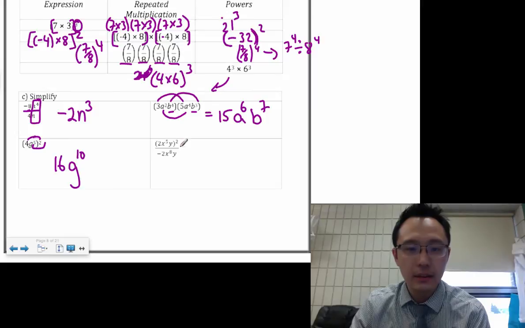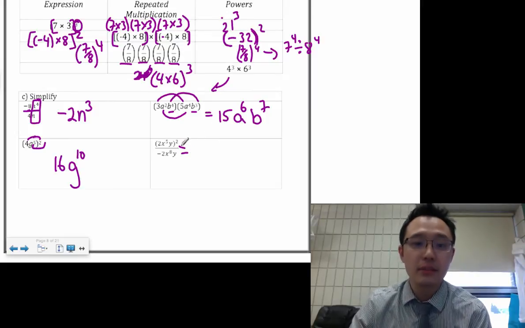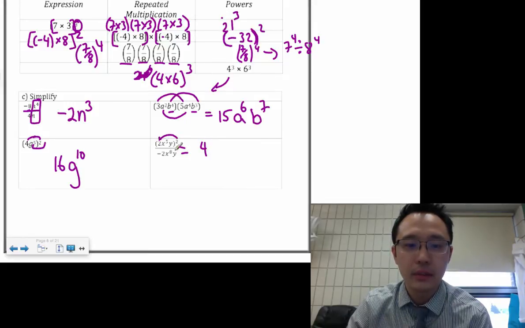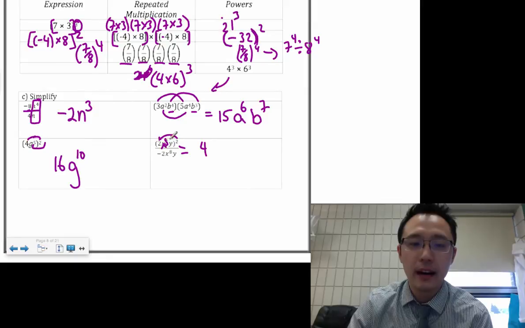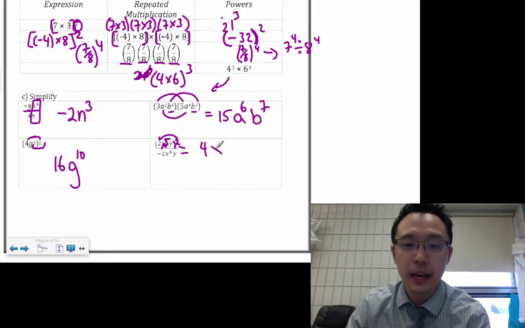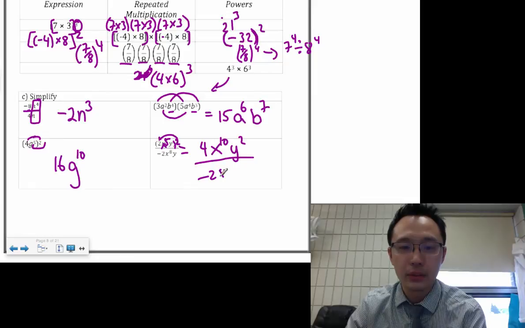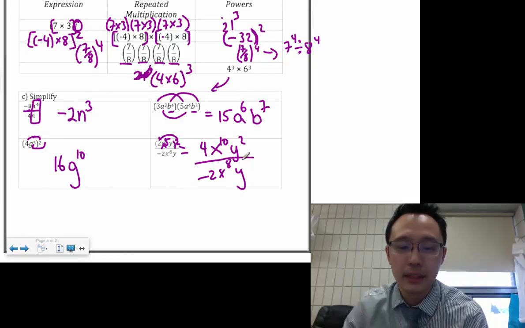And then last of all, the last question of this unit practice, we have a square. So that means I'm going to do the top first. So 2 squared is 4. X to the 5, I have bracket 2, so I'm going to multiply the exponent, so that gives me a 10. And y squared divided by -2x. There's another step to this.